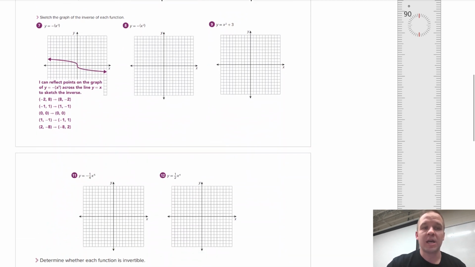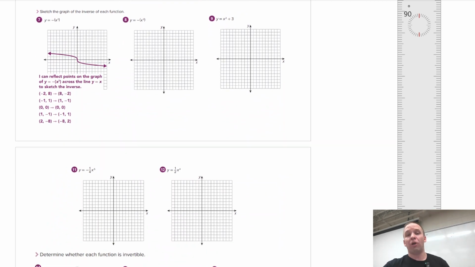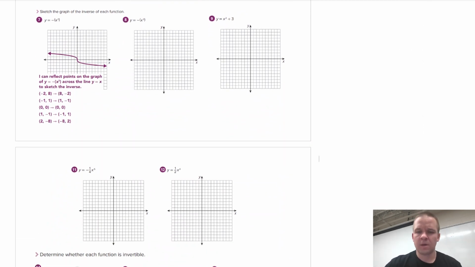Now let's go down to questions 7 through 12. Here it asks us to sketch the graph of the inverse of each function. So what is an inverse? An inverse is created from a function if we swap our x and y coordinates, and it reflects over the line y equals x. Hence the switching of the x and the y.